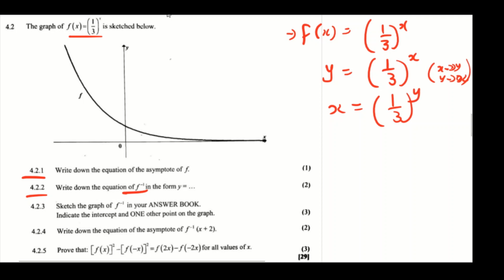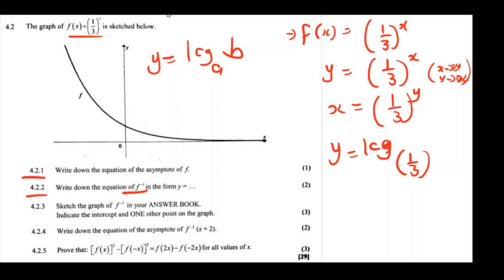And then now we're just going to write this in log form. Remember, the log form, our base is a and this is b, right? So in this case, y is equal to log of base 1/3 of x. So this is going to be the inverse equation for this function here. So let's be done with that.